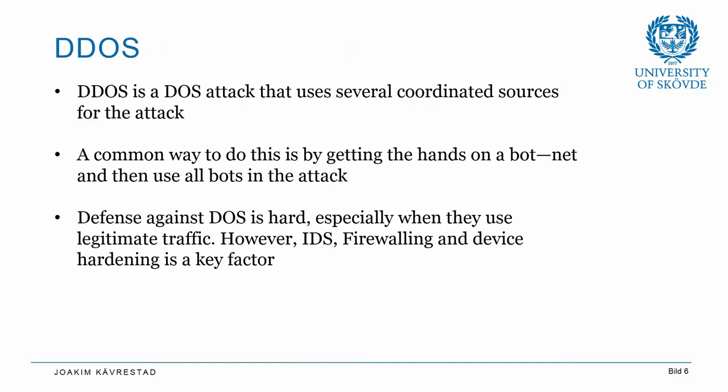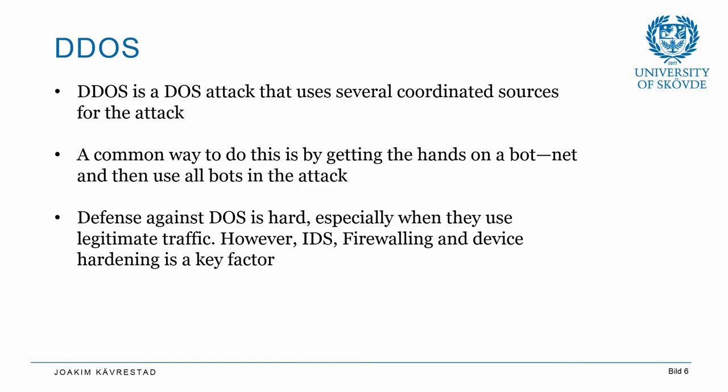Let's carry on to distributed denial of service attacks, and this is a subclass of denial of service attacks, but in this case the attackers use several coordinated sources for the attack. So many hosts send traffic to the attack target at the same time. A common way to do this is that the attacker gets access to a botnet, and then they use all the bots in the attack. So this is kind of hard to defend against, especially if the attacker uses legitimate traffic.